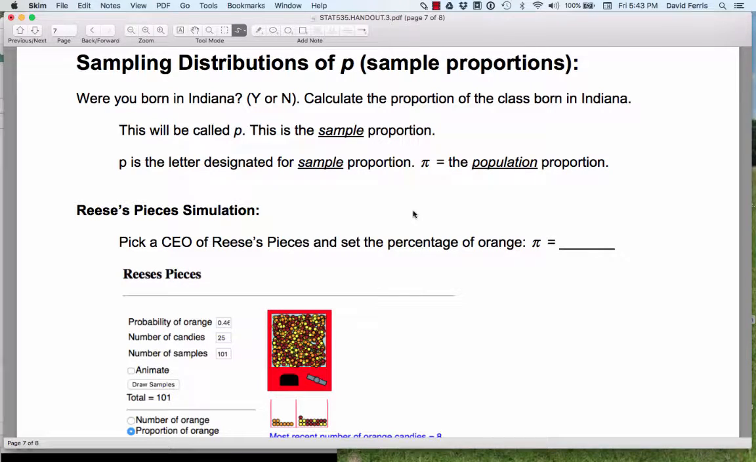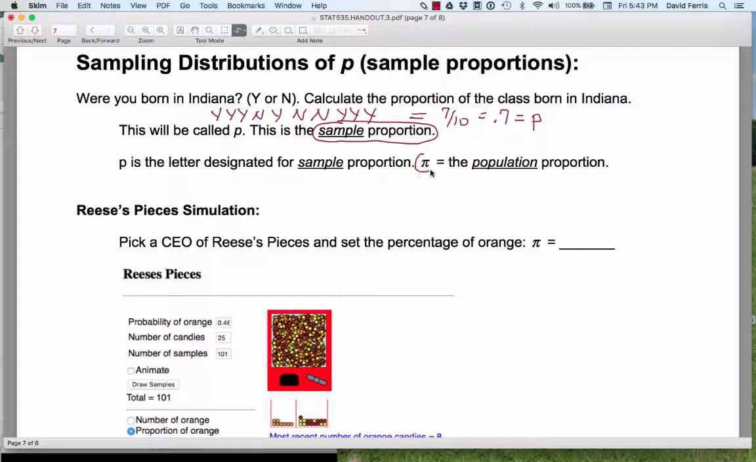So the final thing, if we were to take a sample of people and ask them, were you born in Indiana? Maybe they said yes, yes, yes, no, yes, no, no, yes, yes, yes. So let's say we had 10 people and we asked them if they were born in Indiana and we got 7 that said yes out of 10 people. That would be 0.7 or 70%. This is going to be called P in your textbook. P, just plain old P, stands for the sample proportion. Some sort of a calculation, like 7 out of 10 people were born in Indiana. 70% were born in Indiana.